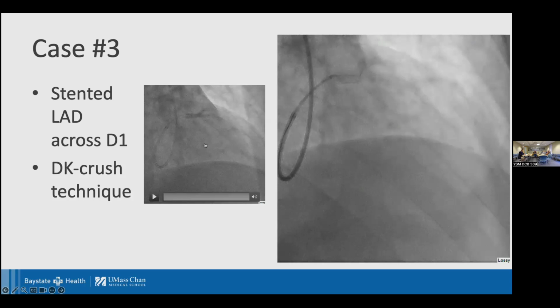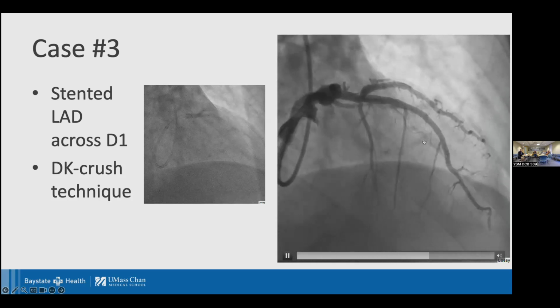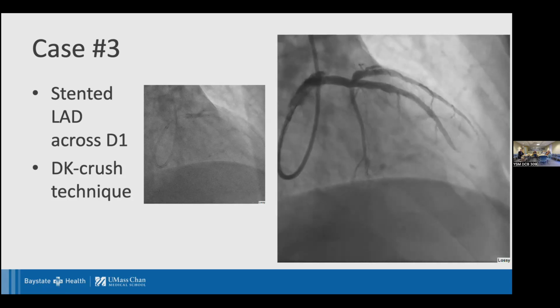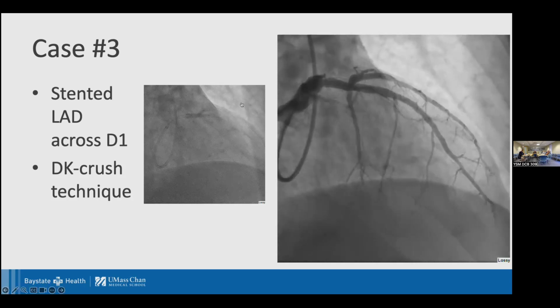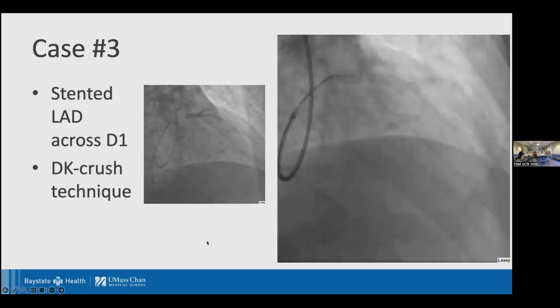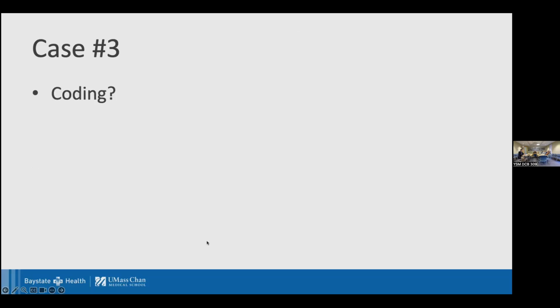Stented in the LAD, here you can see a double kiss crush, stented in the LAD across the diag ostium, and then here's the angiogram. The LAD and diag look better. Not a lot of procedurizing. How do you code it? I just got a double kiss crush.